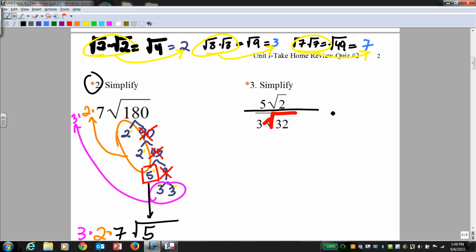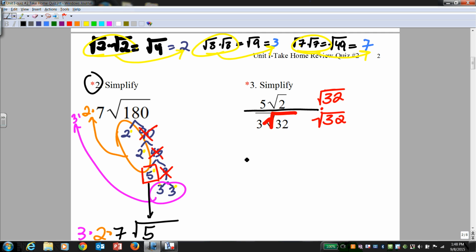Think of it this way. You don't want any of those evil radicals in your basement. They'll come up and get you. So we want to get rid of this radical. We're going to do that by multiplying by the same radical top and bottom. Whatever you do to the bottom, you must do to the top.